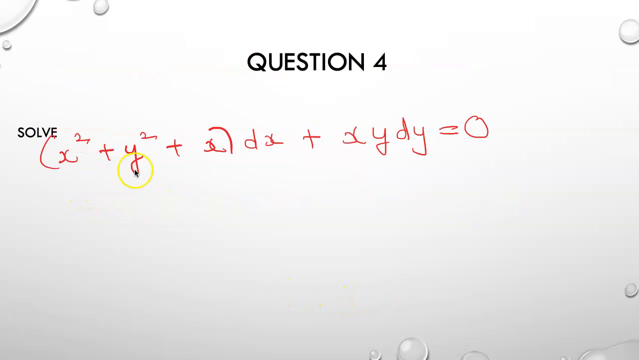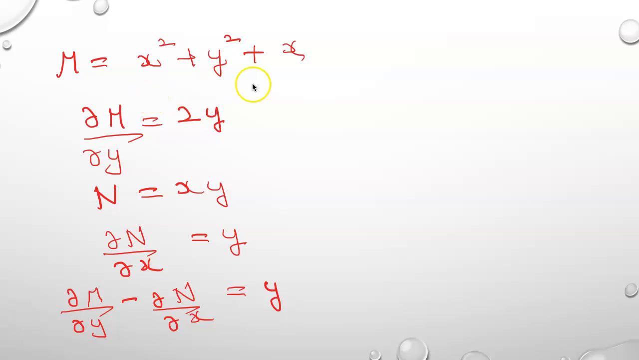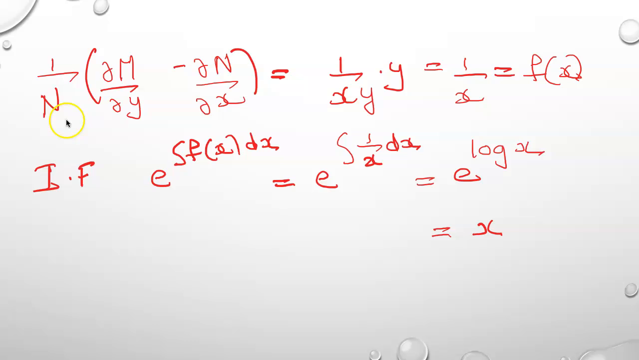Solve (x squared plus y squared plus x) dx plus xy dy equal to 0. M is x squared plus y squared plus x, so del M by del y is 2y. N is xy, del N by del x is y. So del M by del y minus del N by del x is y. It is not exact.